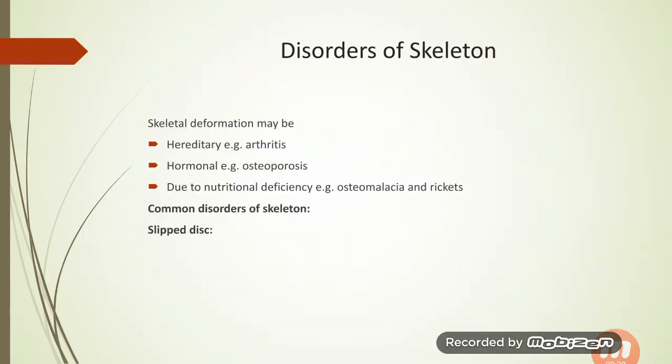Our next topic is the disorders of the skeleton. Before that, I would like to tell you the techniques which are used for joint replacement. So if there comes a disorder of the joints or the joint is not working properly, joint replacement therapy has been introduced. Many joints of the body can be replaced by artificial joints. The joint replacement therapy is called arthroplasty.